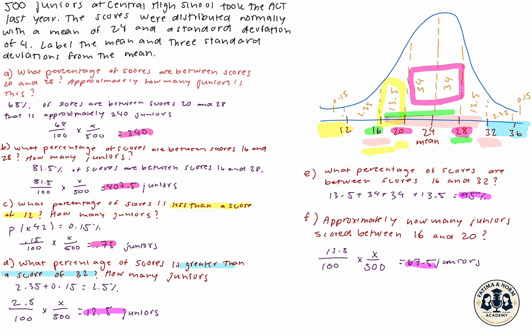For C, you would just look at all of the scores that are less than 12, and then that would be 0.15, and then you just do the same thing, use algebra to solve. That would be about 0.75 seniors. Sorry, I meant juniors.